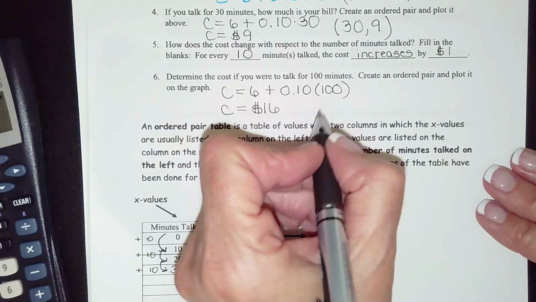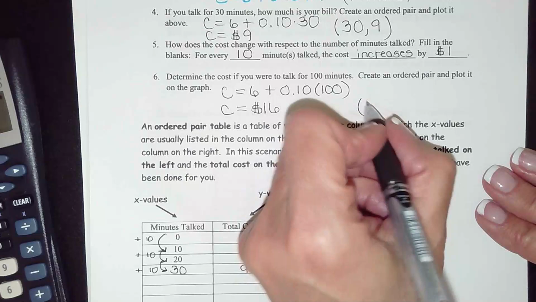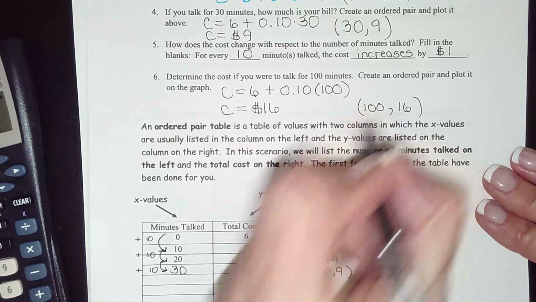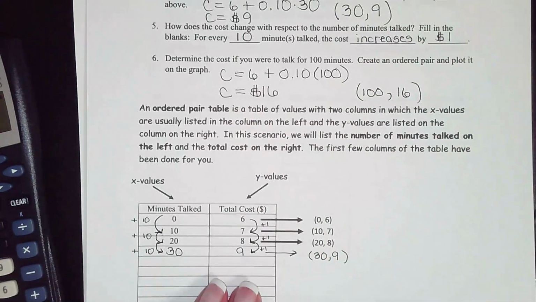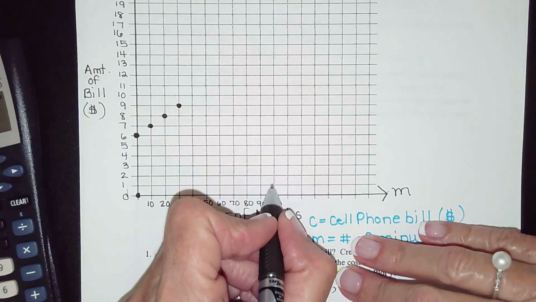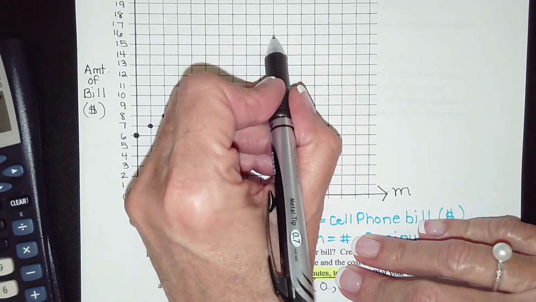Create an order pair and plot it. So order pairs are minutes first, 100, comma, cost, 16. And go back to our graph. 100 would be all the way up to 16, which looks like right there.